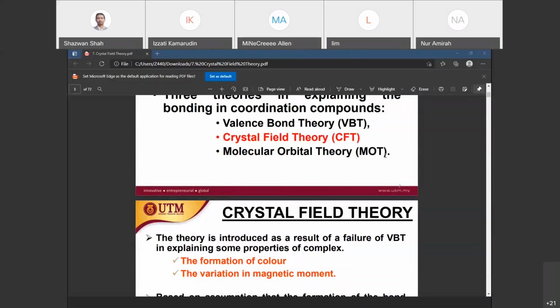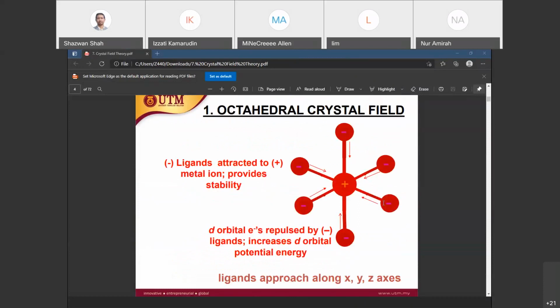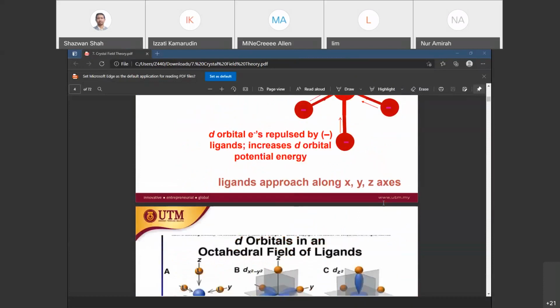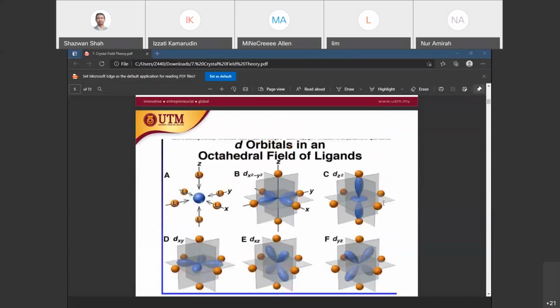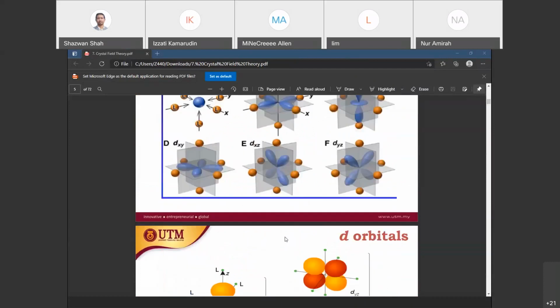The different crystal field between octahedral, tetrahedral, and square planar. So how does crystal field theory arise? The fact that we see the ligands approaching the metal, and the attraction and also the repulsion.